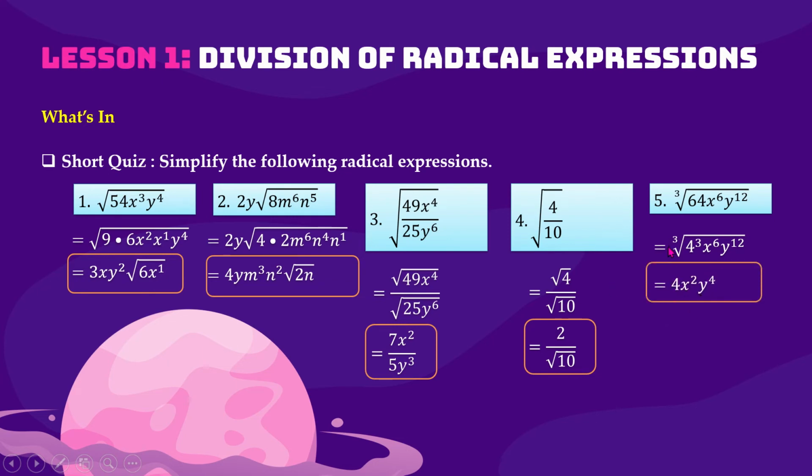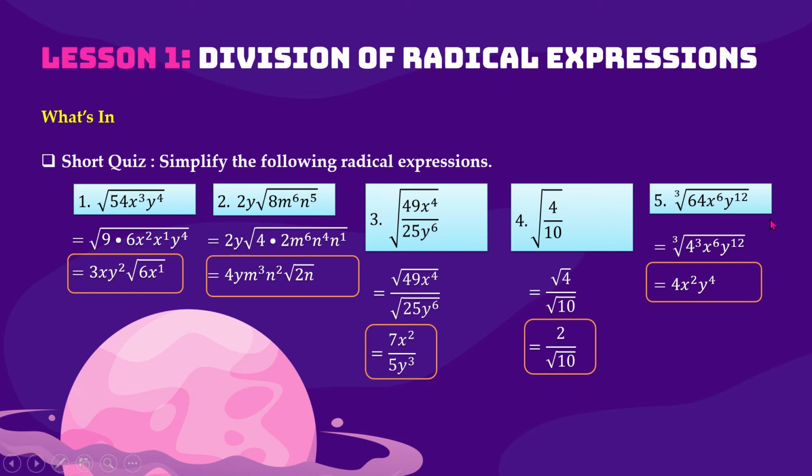The exponent of 4, which is 3, cancels with the index 3. So cancel, and 4 comes out. Exponent of x, 6: 6 divided by 3 is 2, so x squared. Y, 12 divided by index 3 is 4, so y exponent 4. So nothing is left in the radical symbol. Everything goes out.